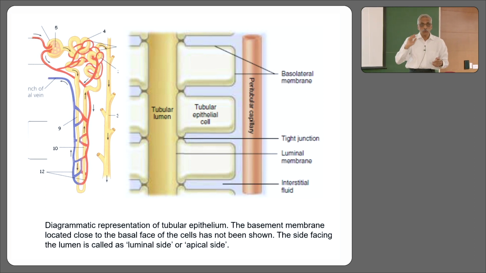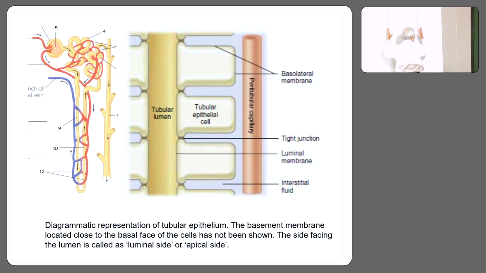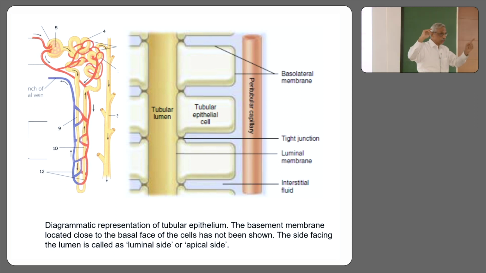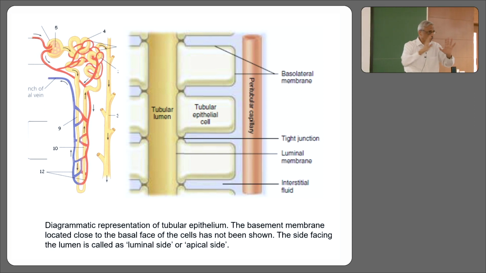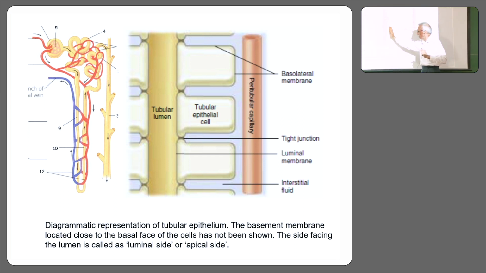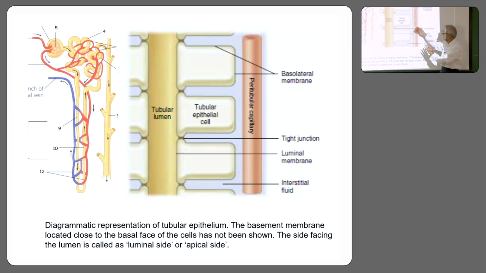Now you have to remember this picture because it is going to repeat all over as we go along the length of the tube. The function along the length of the tube keeps on changing, but the 3 components will always be there: the lumen through which the filtrate is passing, lined by the cells which we call the tubular epithelial cells, the interstitial fluid, and the peritubular capillary.